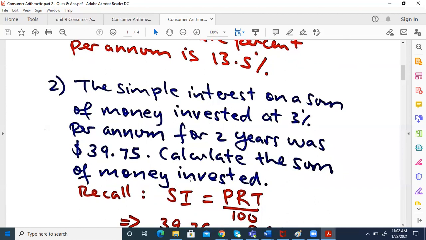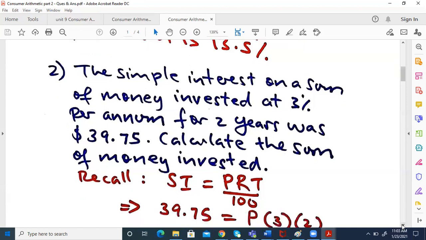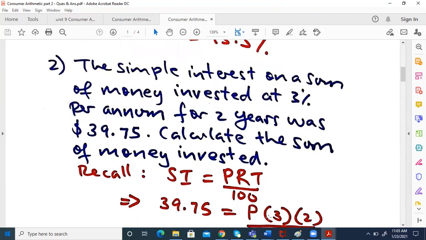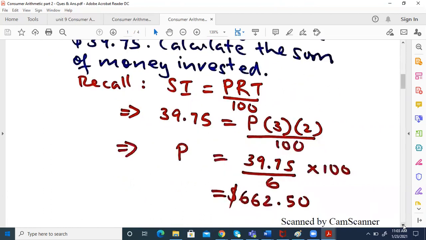So you use the same PRT, because when you look, you get R, which is the rate. Number of years, you get time, and the 39.75 is the simple interest. So the only thing that's missing is what they're asking for, which is the principal. Notice that the R, they give 3%, but you put 3 right here. So why put 3? Because they're using 100 at the bottom. If you're not using 100, then you can use the decimal representation, which is 0.03 for R. Make sense?